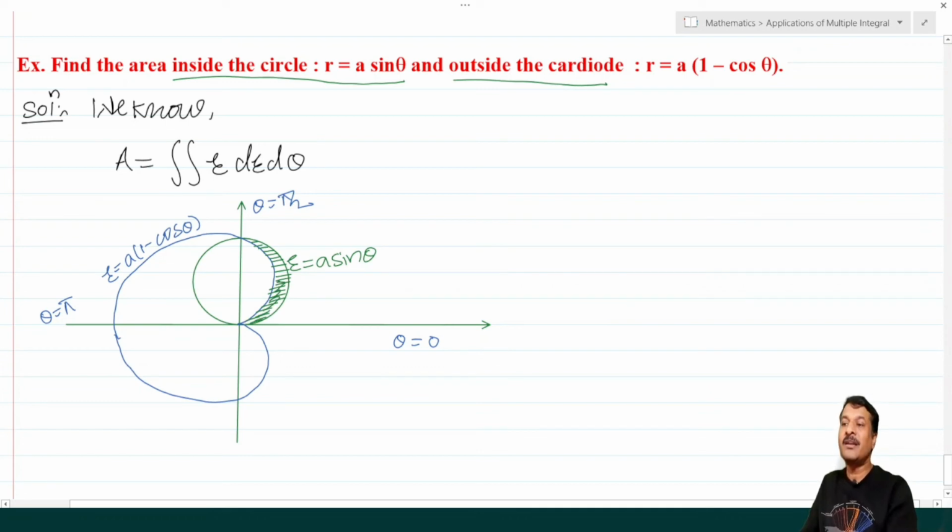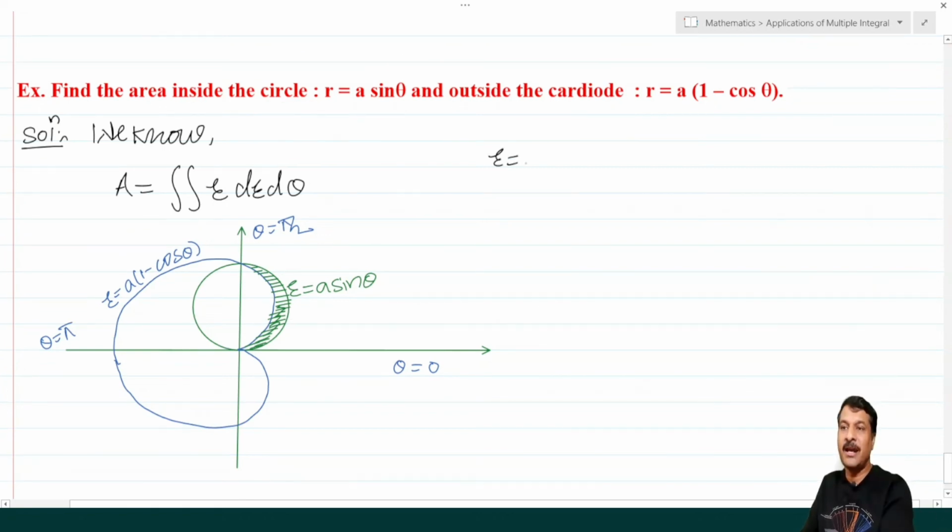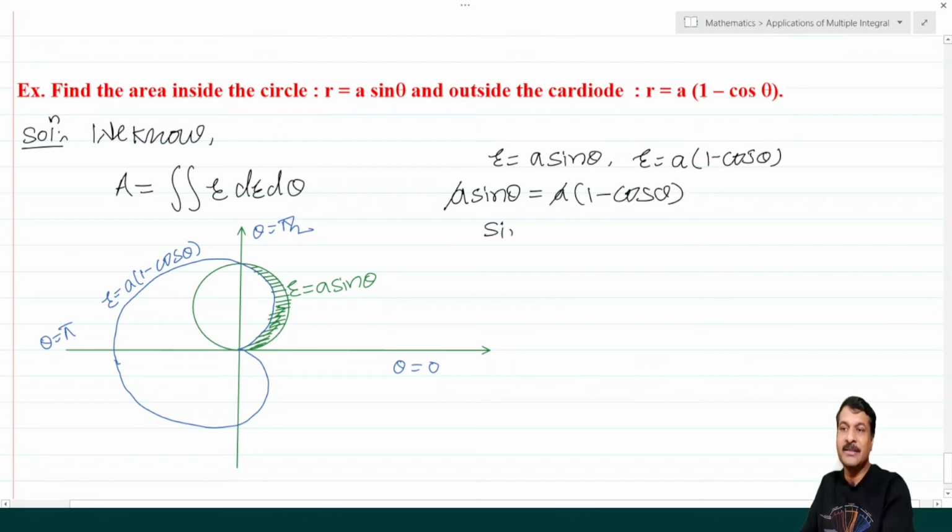So what are the limits? Here it is supposed to be theta equal to 0 to theta equal to pi. But by equation we'll find, see there, r equal to a sin theta and r equal to a(1 minus cos theta). Find the points of intersection. So equate the values. So a sin theta equal to a(1 minus cos theta). So a gets cancelled. So I am getting sin theta equal to 1 minus cos theta.